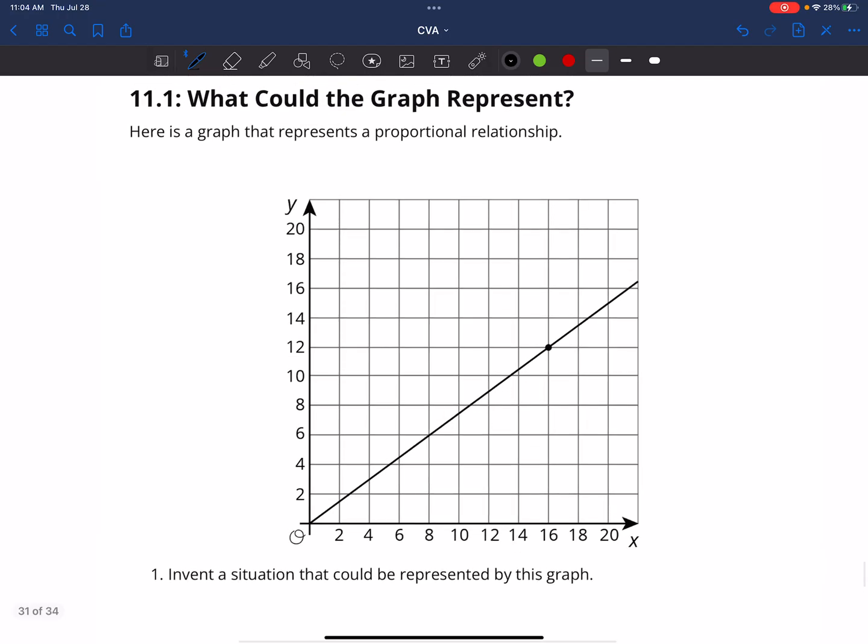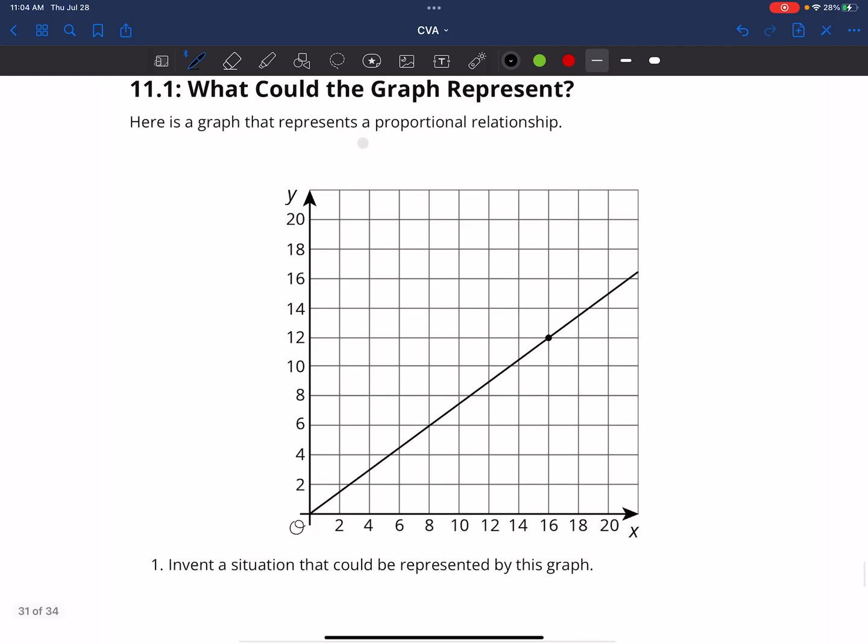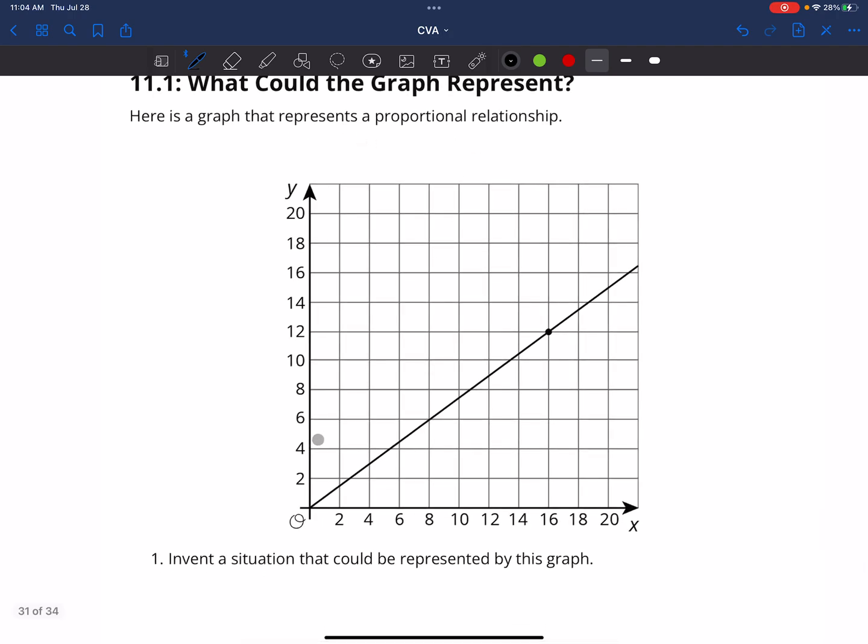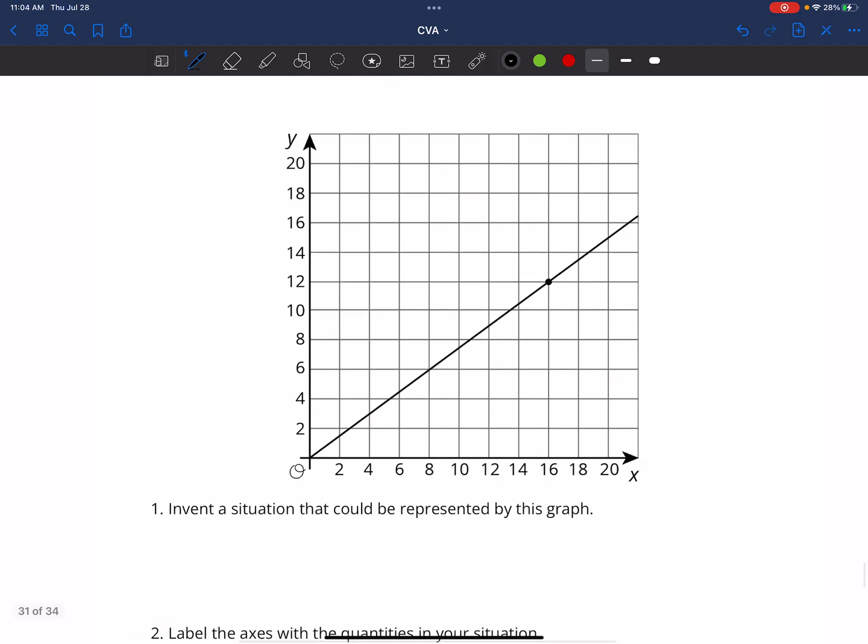All right, let's take a look at this graph. What could the graph represent? So here's a graph that represents a proportional relationship. Invent a situation that could be represented by this graph. Okay. Well, what I'm going to do is just do a basic one with a car.